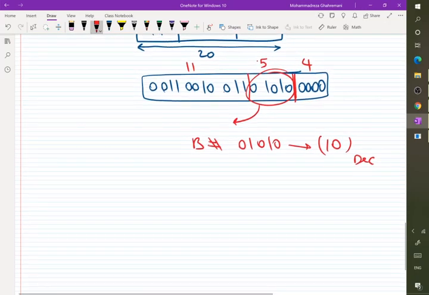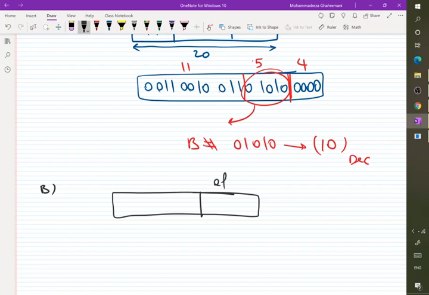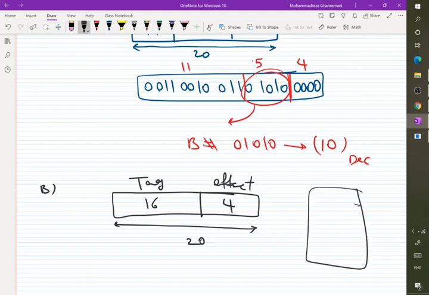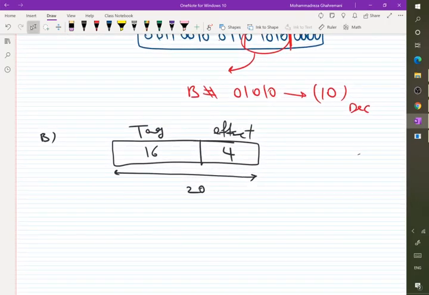Now let's look at fully associative, part B. Fully associative has this mapping: we have offset and we have tag. Of course, the entire address field is 20 bits. The offset, as we discussed, is 4, and the remaining 16 is for the tag. Because it's fully associative, it could map anywhere, in any of those blocks, block number 0 to block number 31.